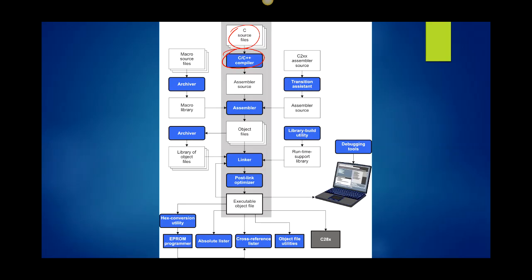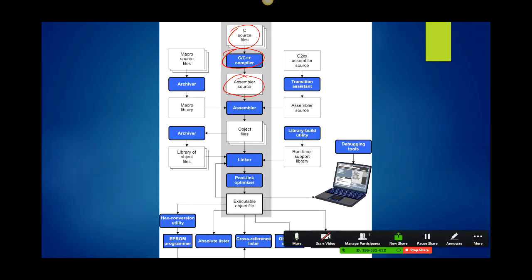So if you're running it on a PC, it will translate it into the assembly language for the Intel processors. If you're running your compiler on a Raspberry Pi, it would translate it to the assembly language instructions for the ARM processor, and so on and so forth.